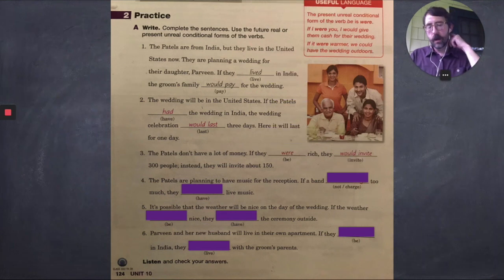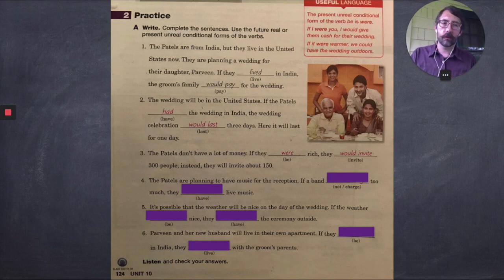Number 4. The Patels are planning to have music for the reception. All right, so what is true? They're planning to have music. They will have music. They want to have music. So it's a possibility. If a band blank too much, they blank live music, right? So they want to have music. It's possible for them to have music at their wedding, right? At my wedding, you saw we were dancing, right? So it's possible to have music at a wedding.